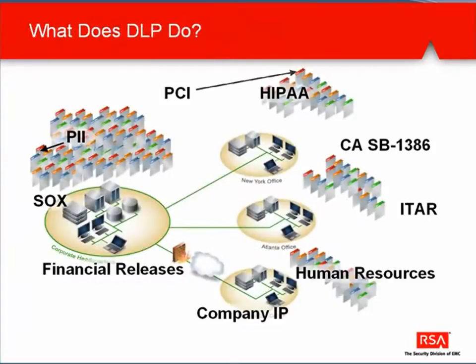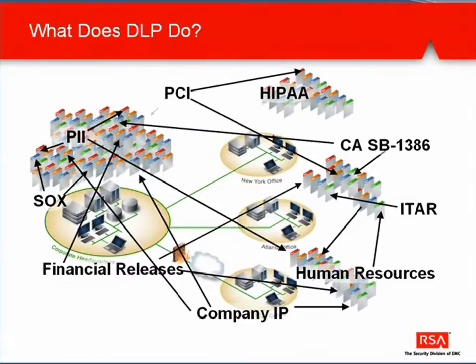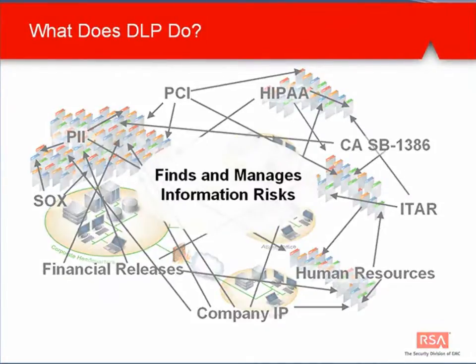Well, what we do is take all of these regulations, all of these policies, and then we hunt down the applicable information no matter where it lies. By finding this information, you can then begin to manage it effectively and also apply the appropriate controls. So you always will be finding your information risks and managing them with RSA DLP.